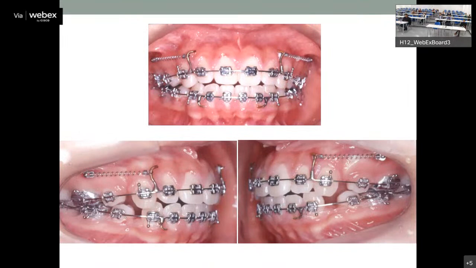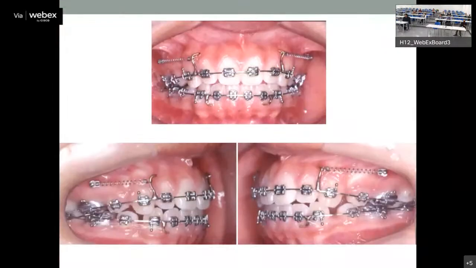So through the treatment, we started space closure in the upper arch by using coil spring from the microscrew to the hook, and in the lower arch using elastic chain. It's difficult to see it maybe, from the hook on the lower molar band to the hook on the arch wire, soldered to the arch wire. The space is closing.